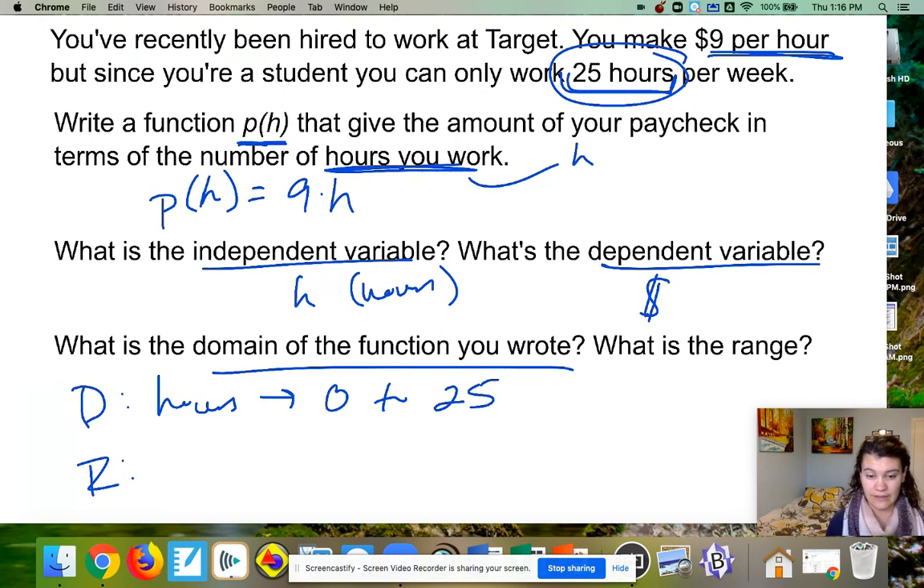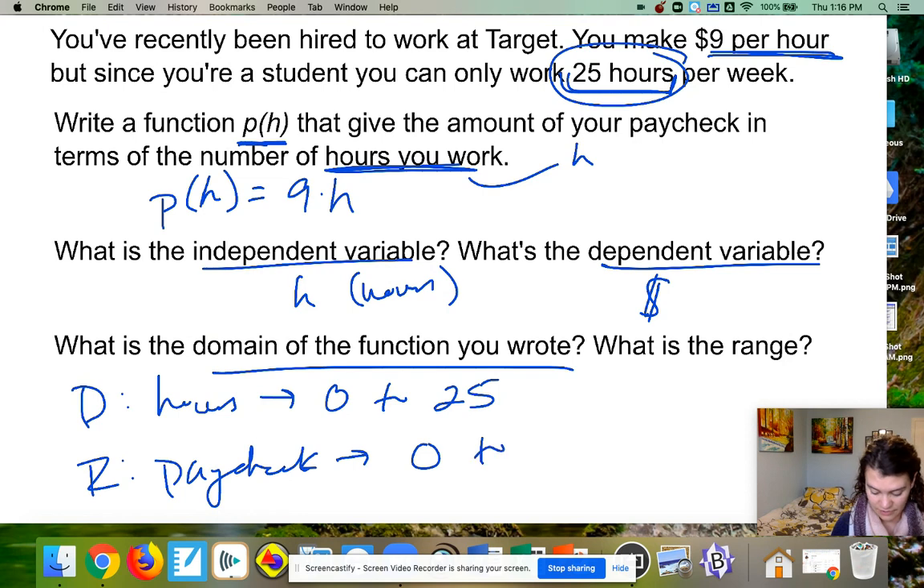So we need to plug that into the function. This is the paycheck. If you work 0 hours, you're going to get paid $0, so that starts at 0. And then if you work 25 hours, you can do 9 times 25, and you'll make $225 as your range.